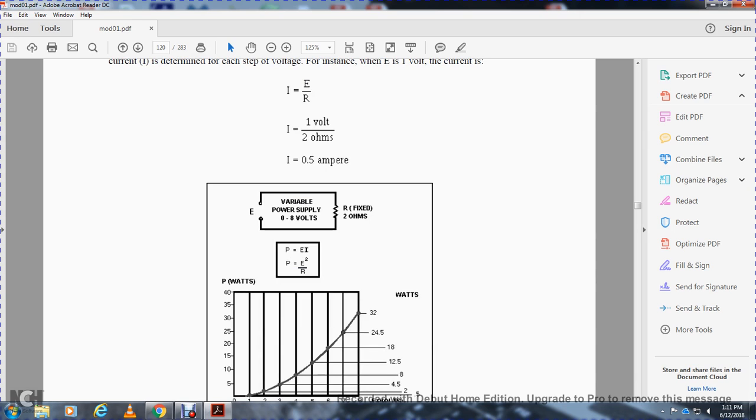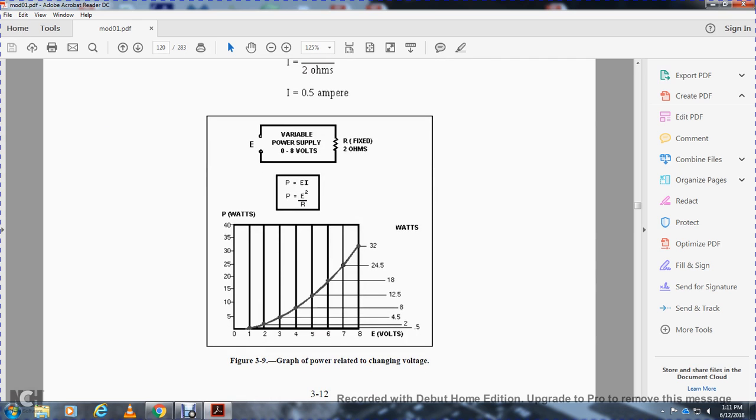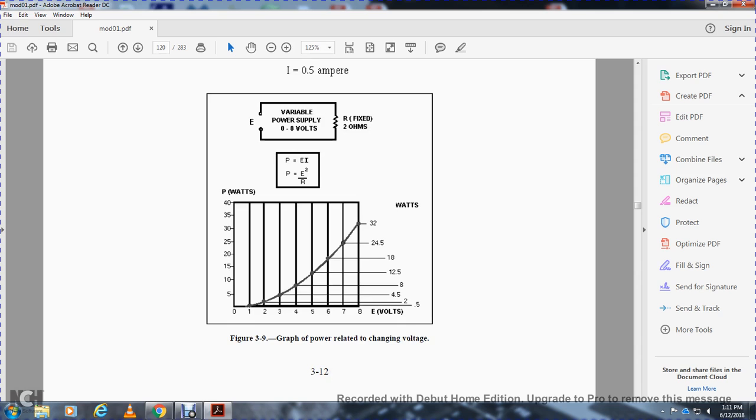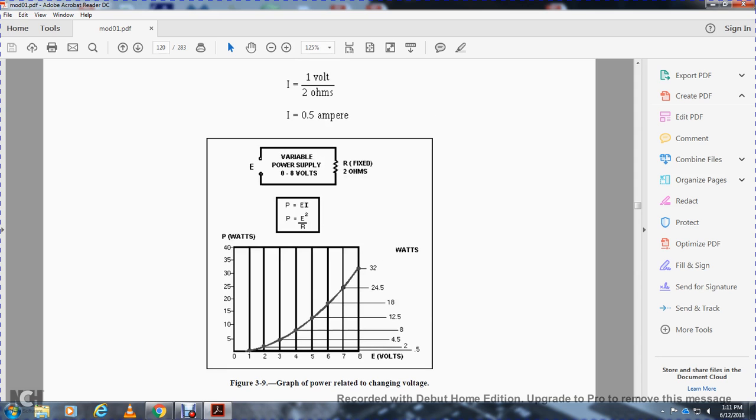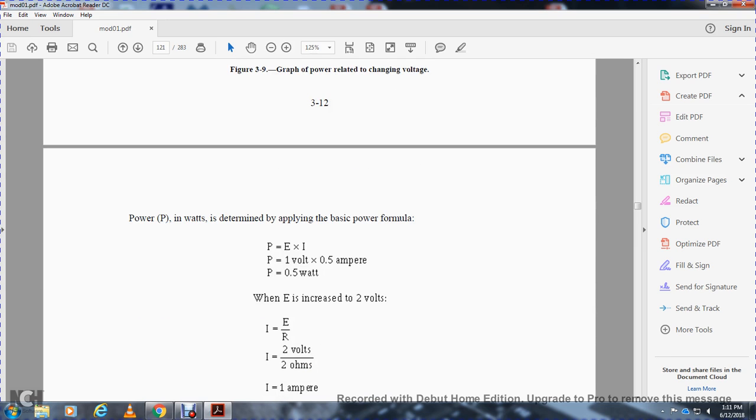8 volts, so you have about the graphing. The power in watts would be in steps, with the voltage in steps of 1. Power is equal to the volts squared over the resistance. And also, power in watts is equal to the voltage times the amperes. Sorry about that, I got off track. Power in watts is determined by the basic formula: power is equal to volts times the amperes, or 0.5 watts.